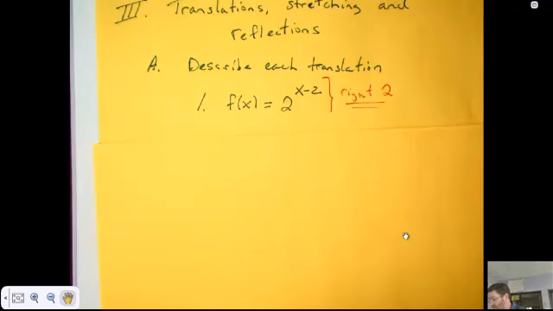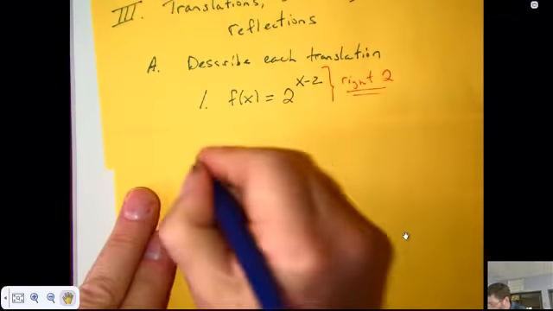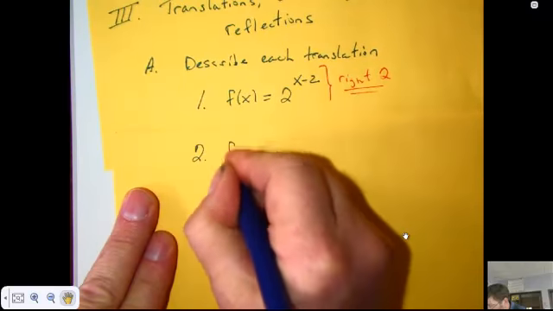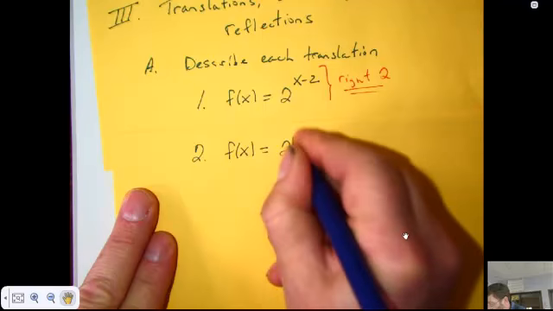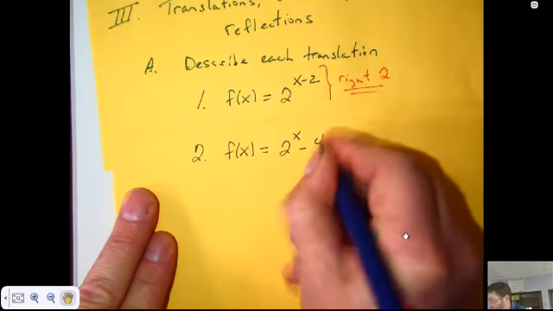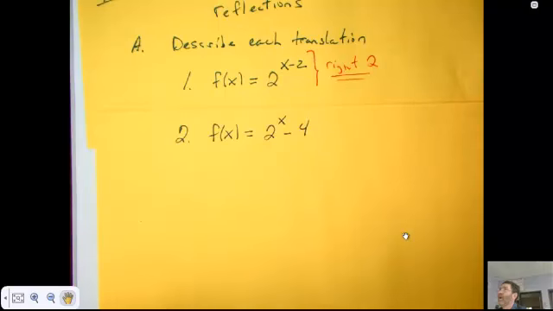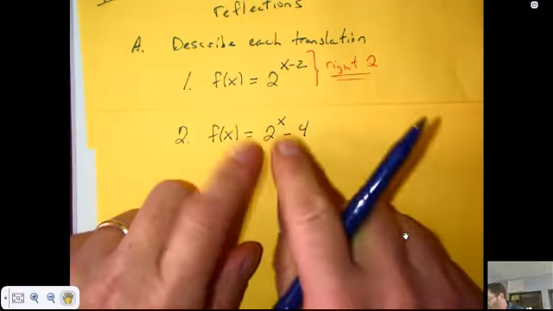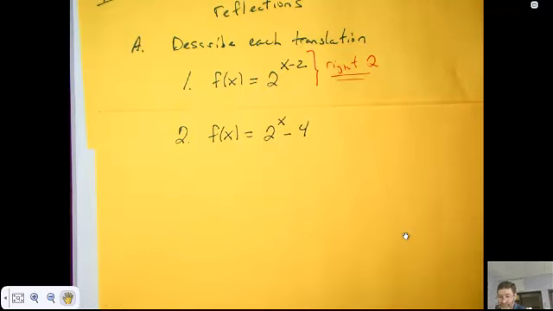If I take number 2, f of x is 2x minus 4. If I subtract 4 from the 2x, what's that do? Yeah, so that's like taking the whole graph, 4 from each point. Right, so that's down 4.